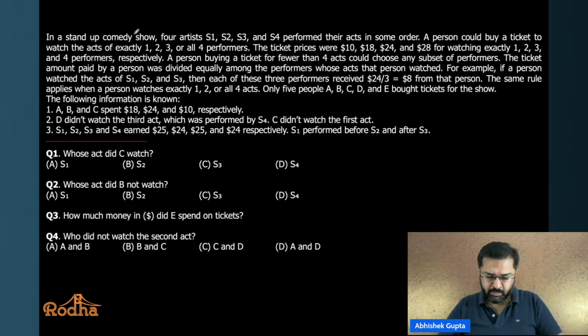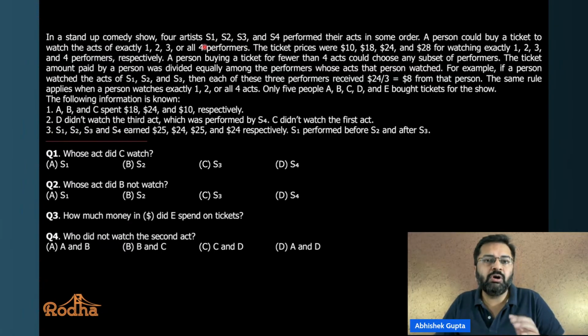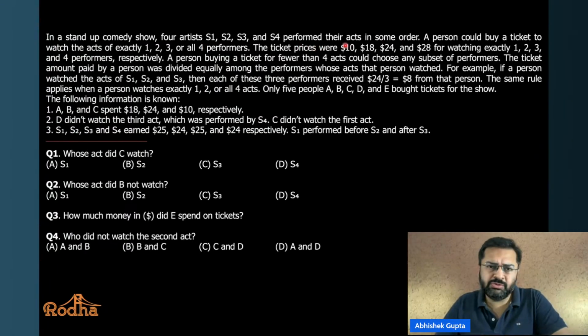In a stand-up comedy show, four artists, S1, S2, S3, S4. Remember this? These are the names of these four artists, S1, S2, S3, S4. So it's got nothing to do with the order in which they performed, right? They performed their acts in some order, which is fine. Some order means we don't know who performed first, who performed second. So they performed in some order.